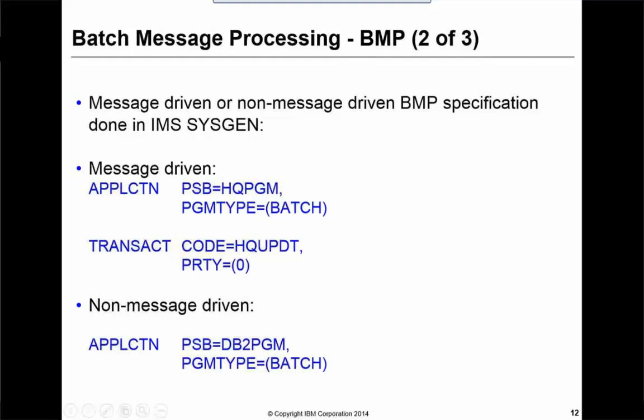And here we're simply showing you how you would define a message-driven BMP and how you define a non-message-driven BMP. And again, it's the IMS system programmer that would go through this process. So here where it says application PSP equals HQPGM, program type equals batch, what that says is I'm defining a BMP called HQPGM, and program type equals batch says it's a BMP. And following that, we've got a transact macro, code equals HQ update, that says this program, HQPGM, even though it's a BMP, is going to process transactions, and the transactions it's going to process is called HQ update. Right? So this is a message-driven BMP.